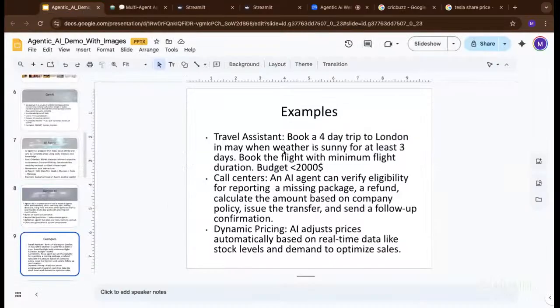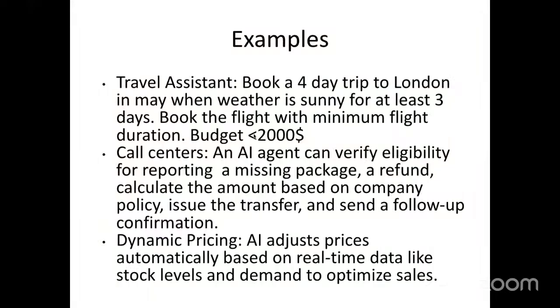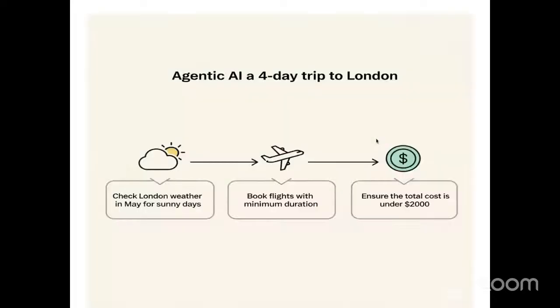Some of the examples I was talking about is this travel booking thing, where multiple agents can work. Book a 4-day trip to London. This is my budget. How this will work is one agent will check the weather, one agent will check the flight, one agent will check the hotel, and one agent will keep everything under $2,000. This is how one agentic AI will work on my 4-day trip to London.